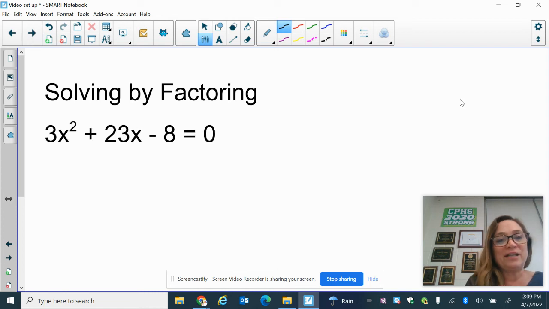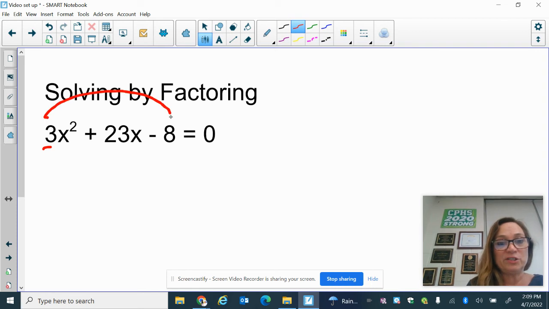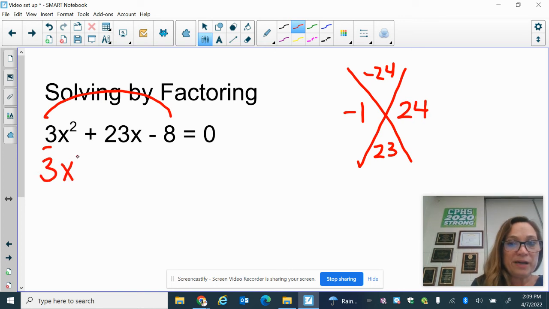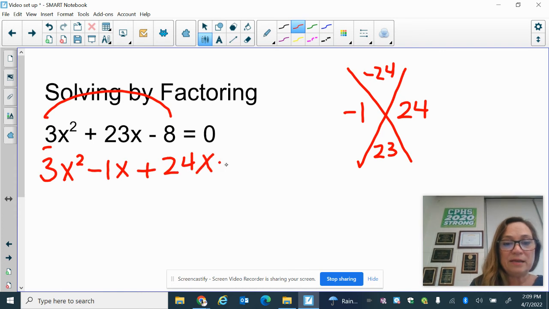Okay, so now factoring again. I have a 3 here, and I was hoping that I could divide everything by 3, but I can't. If you can't divide by 3, then you're going to have to do splitting. So I do 3 times -8, which is -24, and I'm looking for sum of 23. So I'm going to use a -1 and a positive 24. So that gives me 3x squared minus 1x plus 24x minus 8 equals 0.